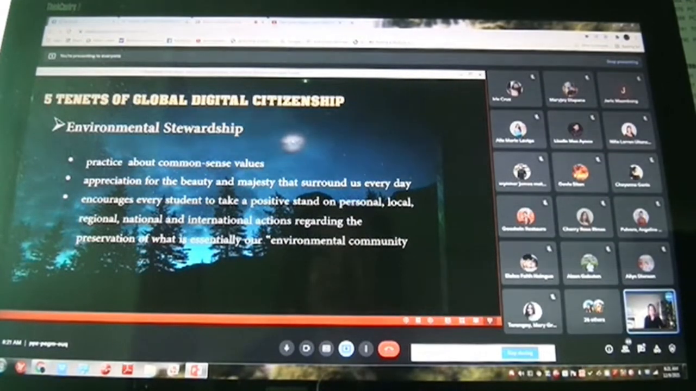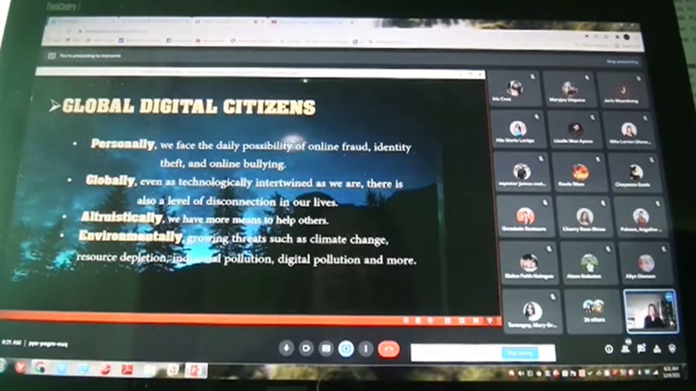And that's all about environmental stewardship. So let's go now to our next part, as part of a summary. Global digital citizens, personally we face the daily possibility of online fraud. We must take note of that: identity theft and online bullying, okay? So we must avoid that.